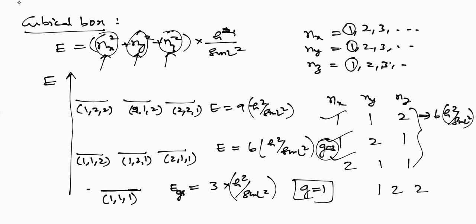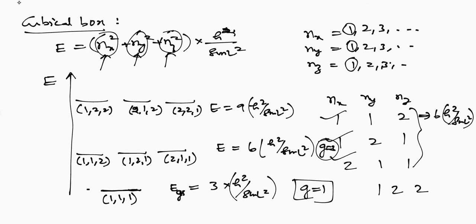But the wave functions are different. Keep this in mind: the energies of these three states are the same, but the wave functions are not the same. So we call them degenerate states. Whenever different states have the same energy, we call them degenerate states. Degenerate states have the same energy, but they do not have the same wave function.